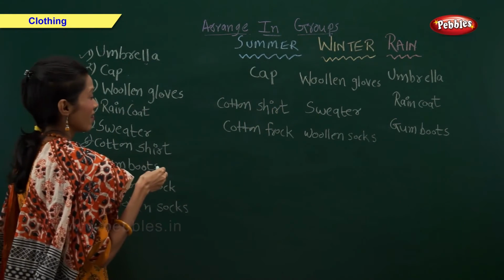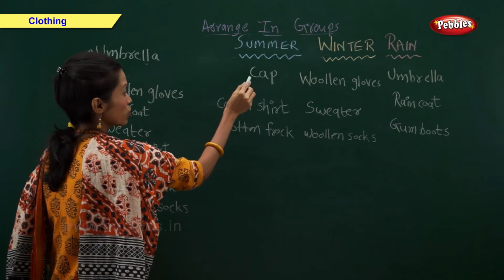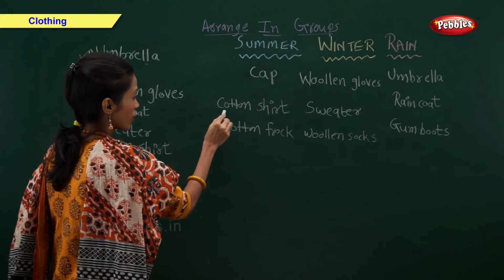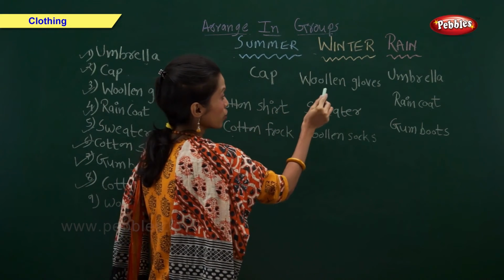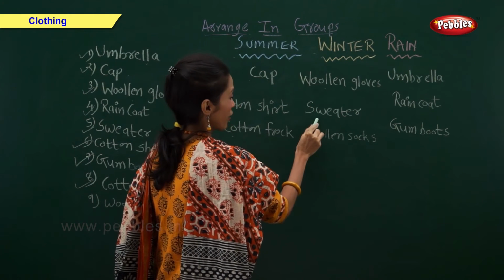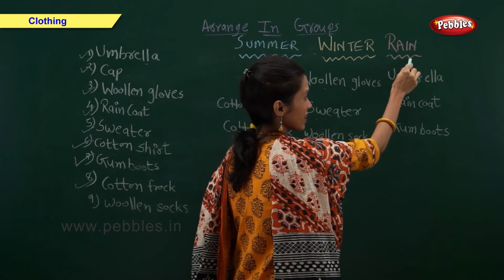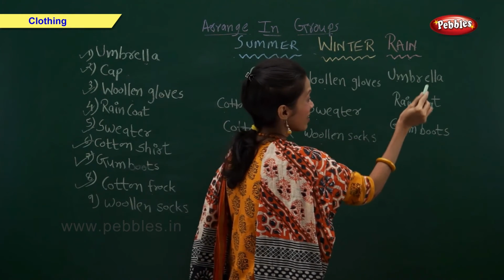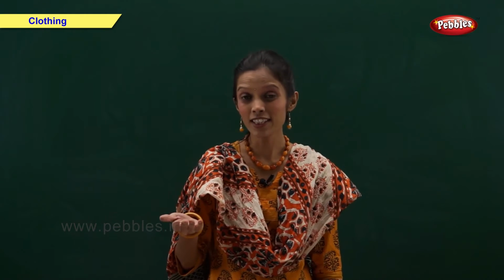So now let us recap all the things. In summer we use cap, cotton shirt and cotton frock. In winter we use woolen gloves, sweater and woolen socks. In rainy season we use umbrella, raincoat and gumboots. Friends, now I am going to show you some things and you have to identify the things.